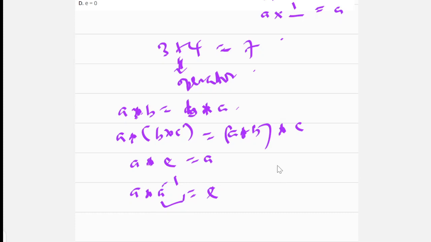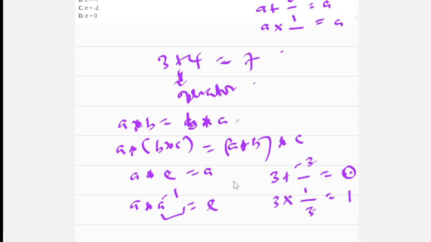What am I saying? What am I going to add to 3 to give me the identity element under addition? You know the identity element under addition is 0. What am I going to add to 3 to give you 0? That is minus 3. It means minus 3 is the inverse of 3. Also, what are you going to multiply by 3 to give you 1, because 1 is the multiplicative identity? So which is 1 over 3. It means 1 over 3 is the inverse of 3. I hope you understand now.